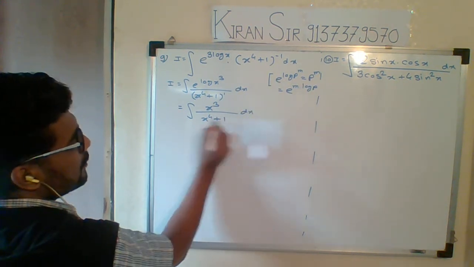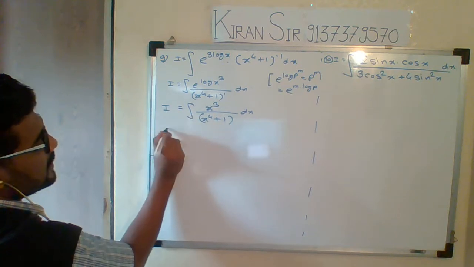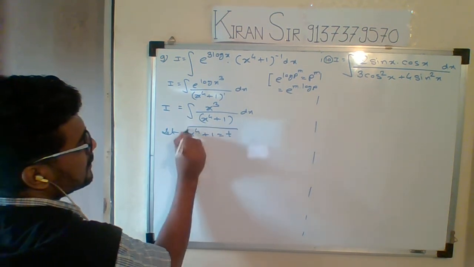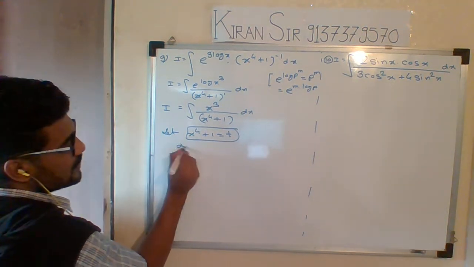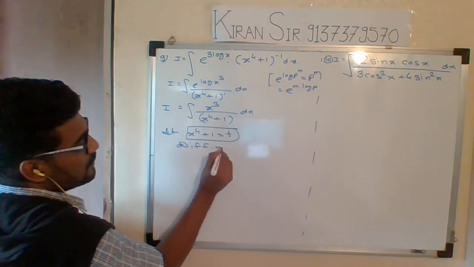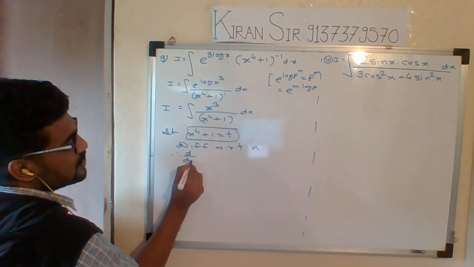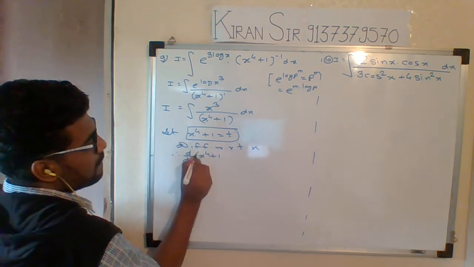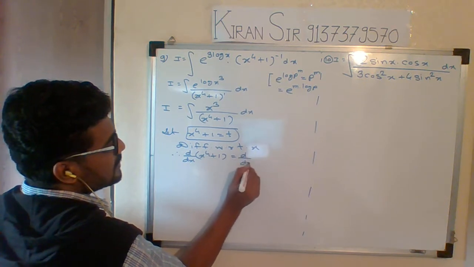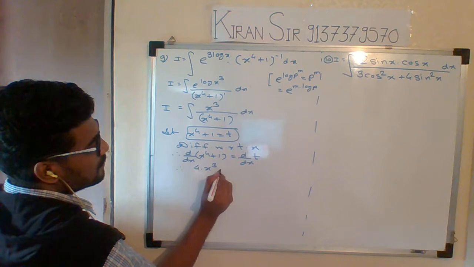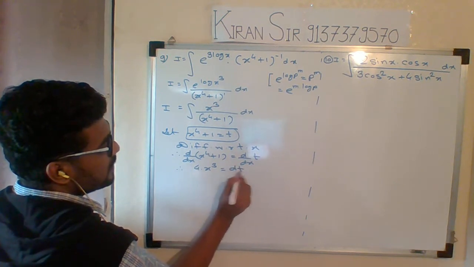Now it's really easy because I'm going to take this denominator, x raised to 4 plus 1, equal to t, and I will start differentiation with respect to x. If I differentiate x raised to 4 plus 1, and d by dx of t, what is the value of x raised to 4? 4 into x cube equals dt upon dx.